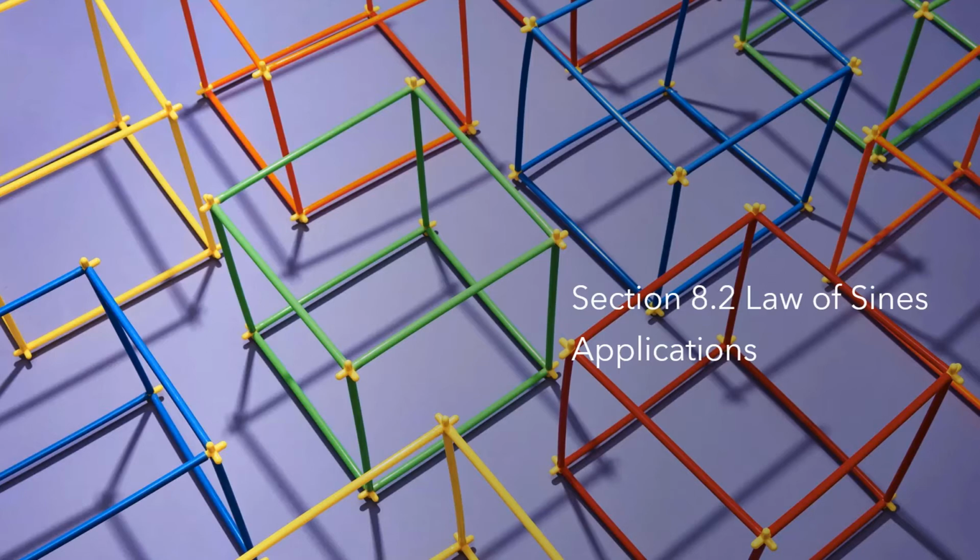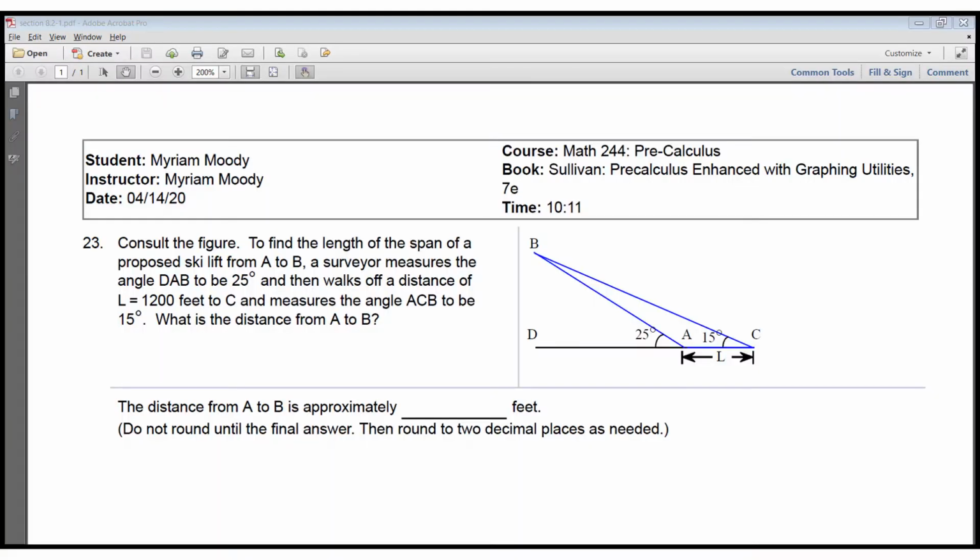Okay, so in this particular section, we are going to be dealing with applications for the law of sines. So here's our first problem. It says to consult the figure to find the length of the span of a proposed ski lift from A to B.